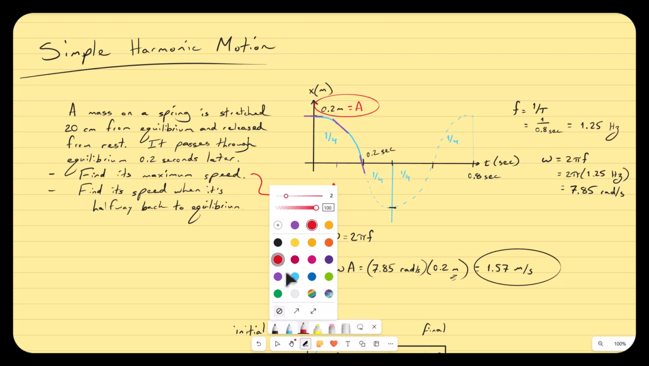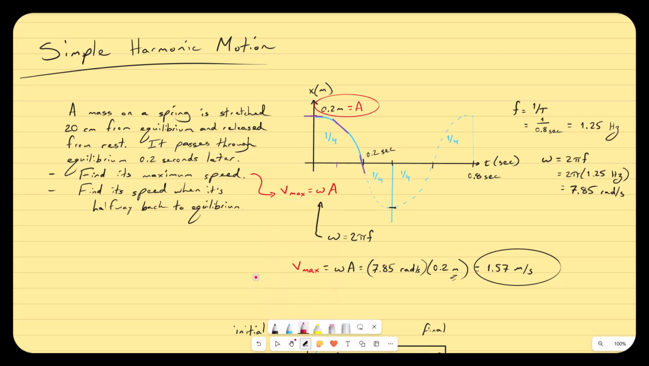That's it. That's an example going through simple harmonic motion with springs and really trying to hit it in as representative of a way as what you might find.